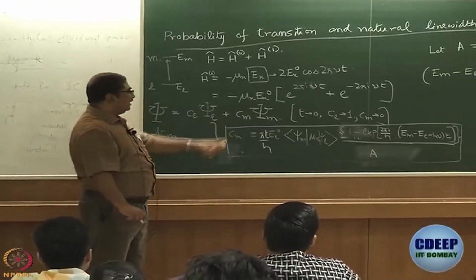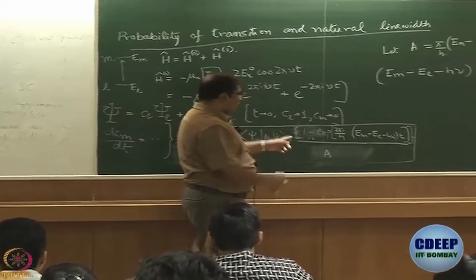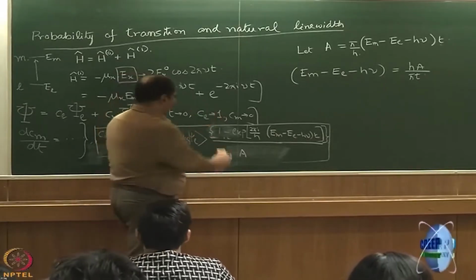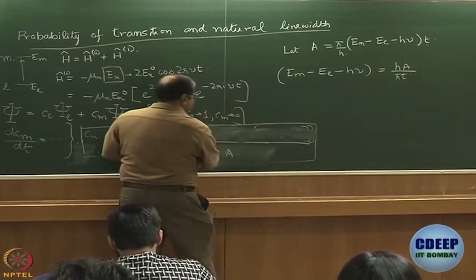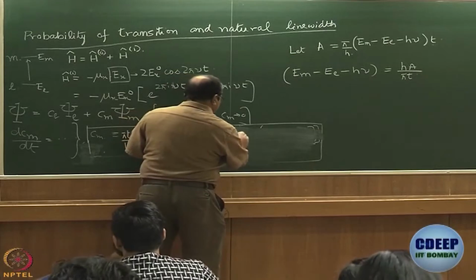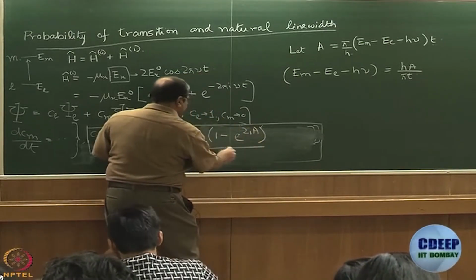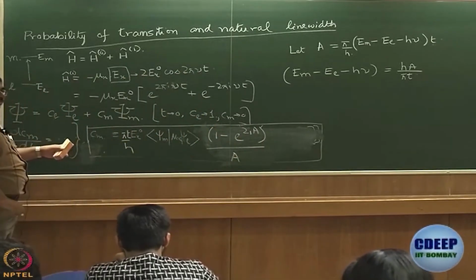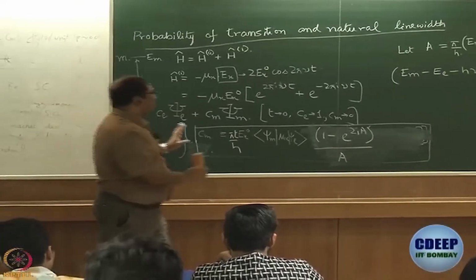What is the numerator? Instead of 1 minus exponential all this, what can I write? 1 minus e to the power a or 2a? 2ia. So this becomes much smaller. This becomes 1 minus e to the power 2ia divided by A. So far so good? Clear?